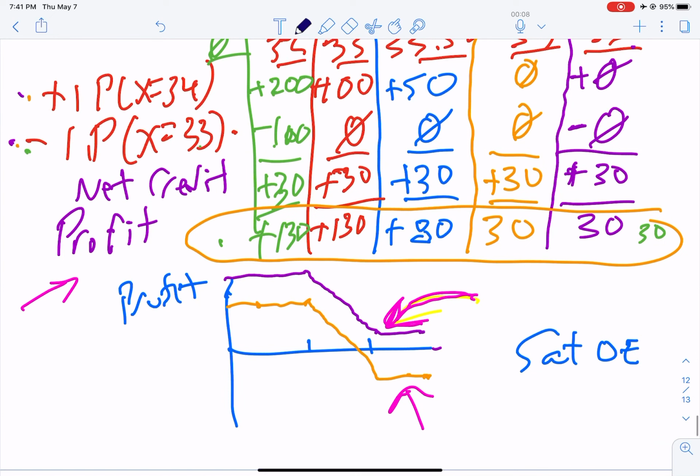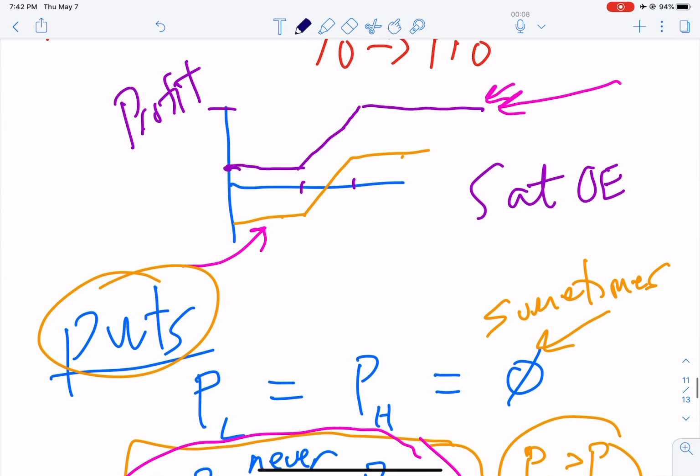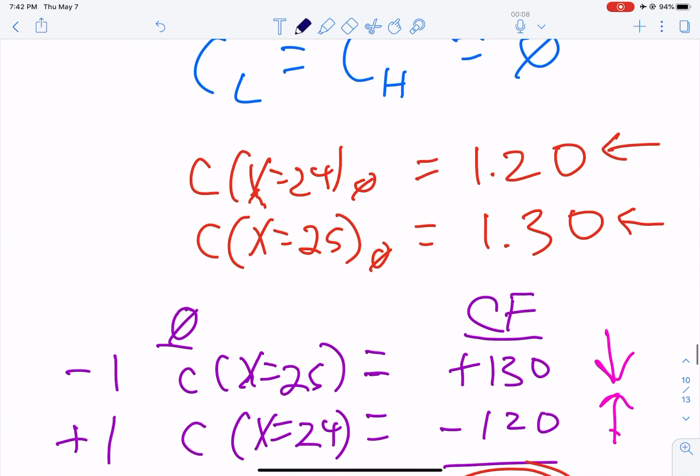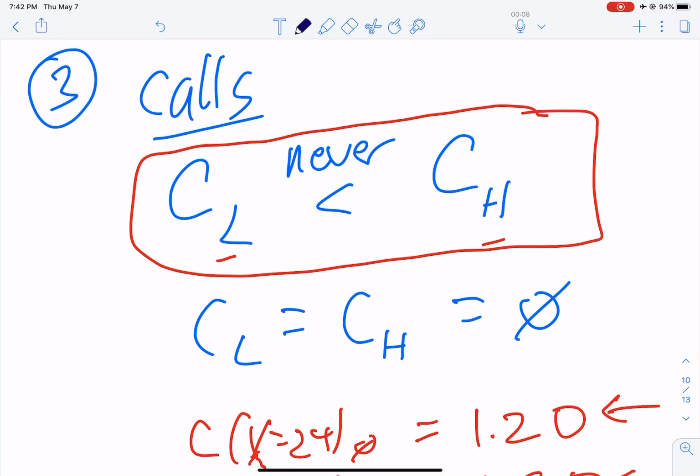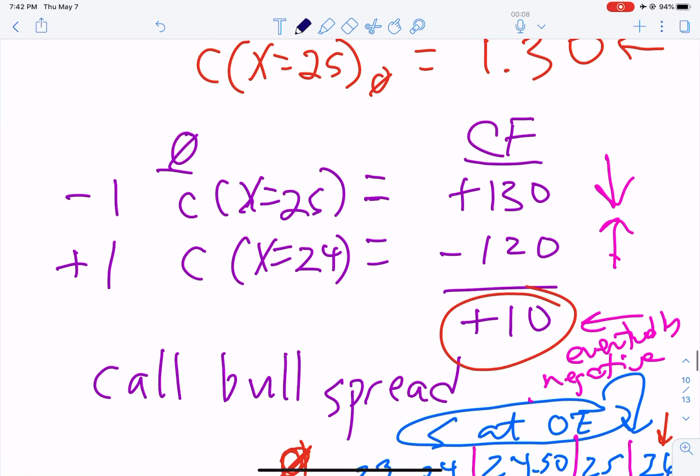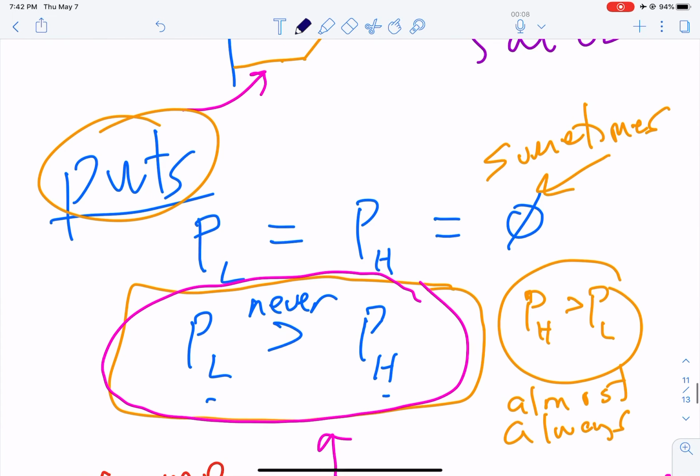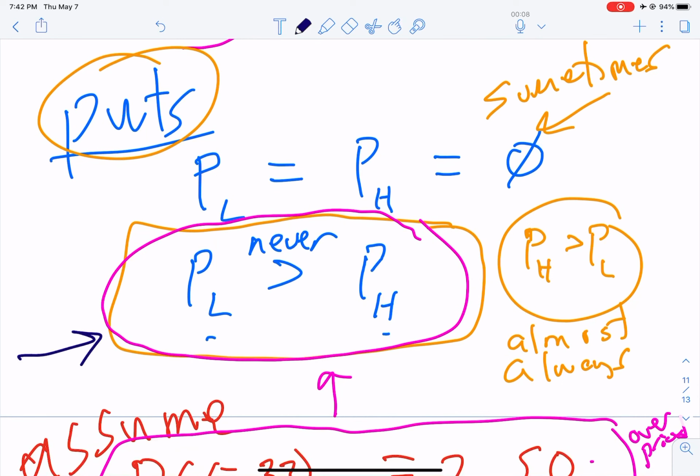So, again, what I've shown you here is the third characteristic of a valid option pricing model. For calls, the price of a lower strike call can never be less than the price of a higher strike call in equilibrium. And for puts, the price of a lower strike put can never be greater than the price of a higher strike put in equilibrium.